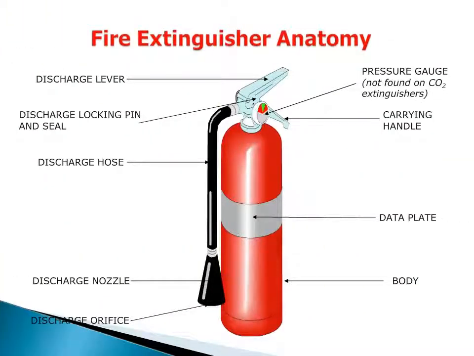Fire extinguisher. Main parts: discharge lever, pressure gauge, carrying handle, discharge locking pin and seal, discharge hose, discharge nozzle, discharge orifice, data plate and body.